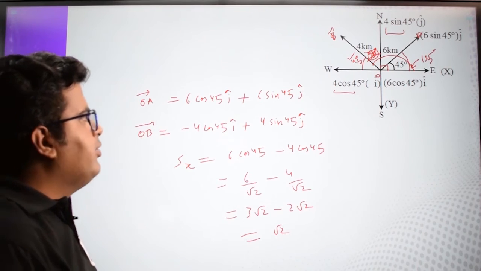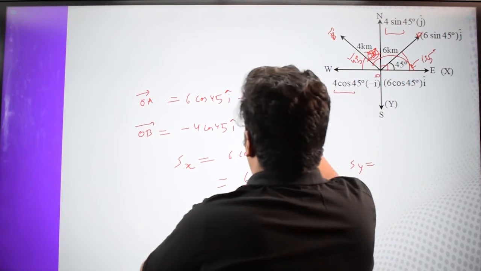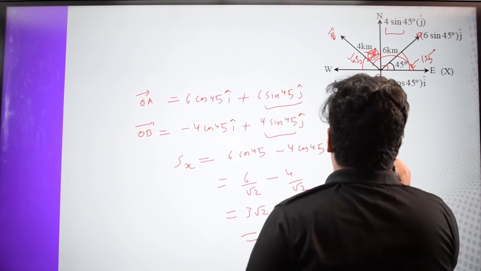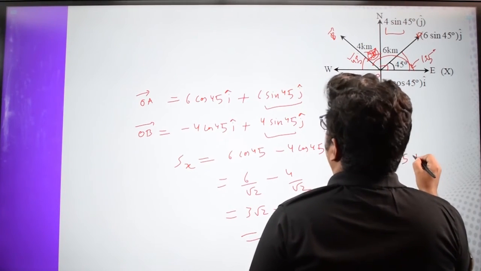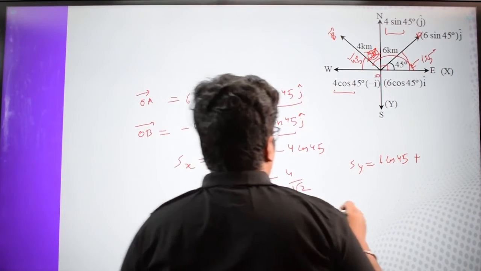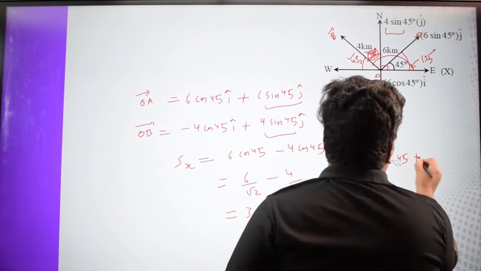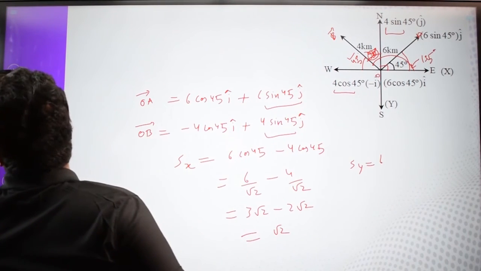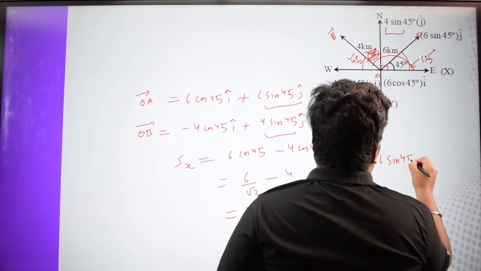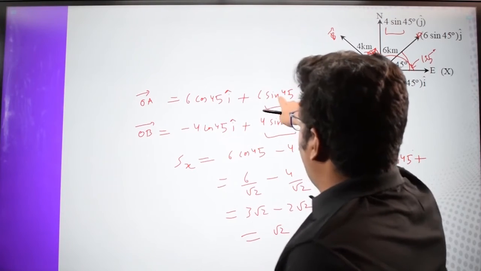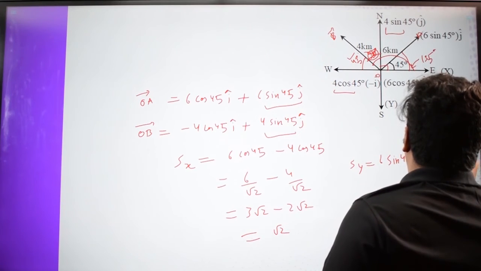Now we talk about y. So what will be our Sy? Add the y components. Definitely we will have 6 sin 45, because along y it is going to be your 6 sin 45, right? Plus we are going to have the j component. So one is 6 sin 45, the next one is your 4 sin 45, right?